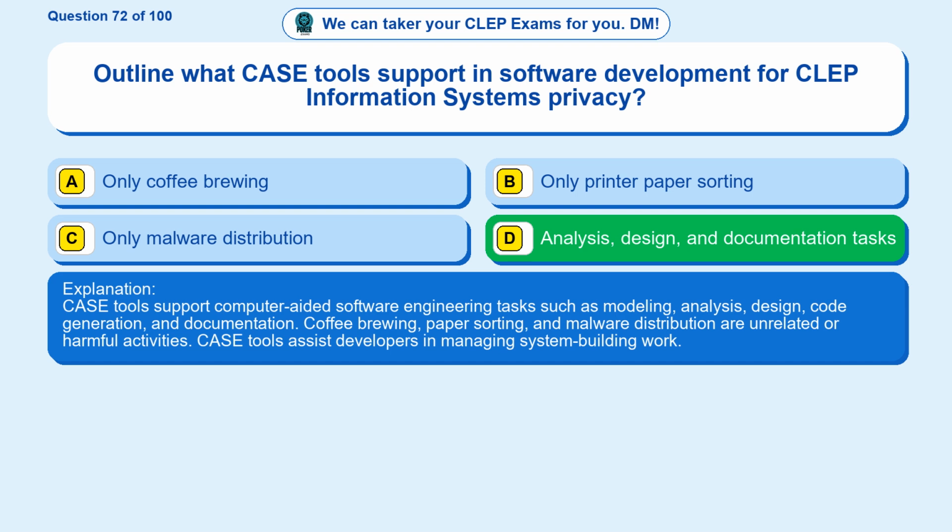CASE tools support computer-aided software engineering tasks such as modeling, analysis, design, code generation, and documentation. Coffee brewing, paper sorting, and malware distribution are unrelated or harmful activities. CASE tools assist developers in managing system building work.